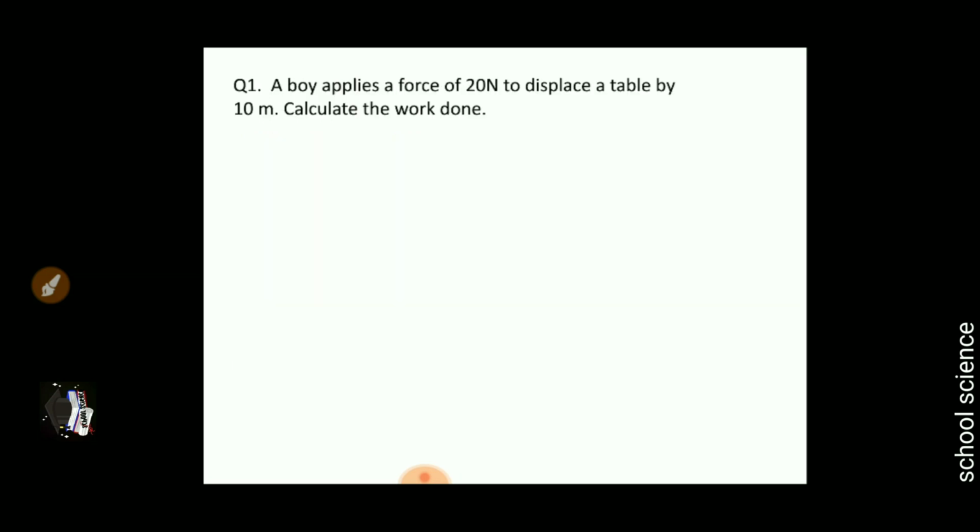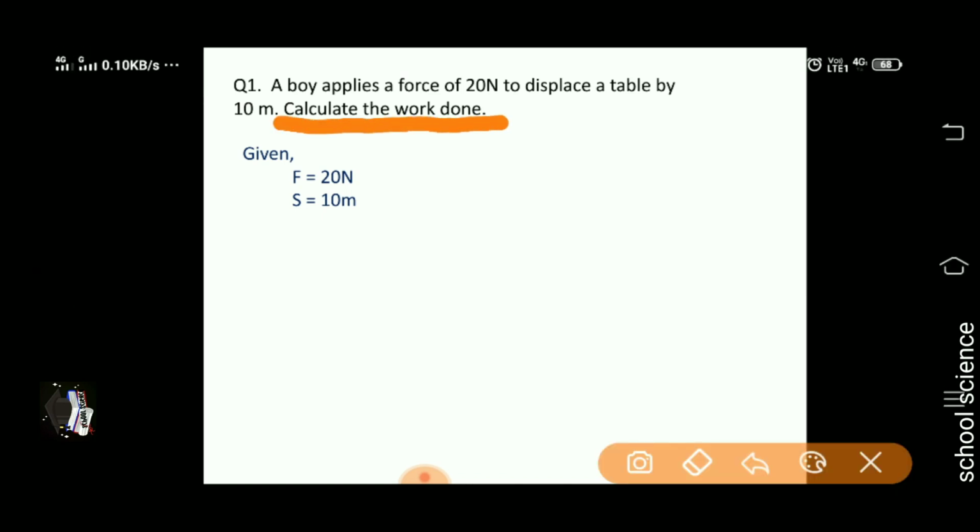Now one numerical question for practice. A boy applies a force of 200 Newton to displace a table by 10 meter. Calculate the work done. Okay, so first of all, after understanding the problem, we need to write down the given. The given is force is 20 Newton, Newton is the unit of force, displacement S is 10 meter. Okay, after writing force and displacement, we need to understand what we have to find out. What we have to find out? We have to find out work done.